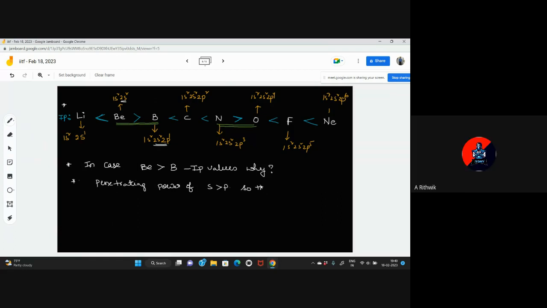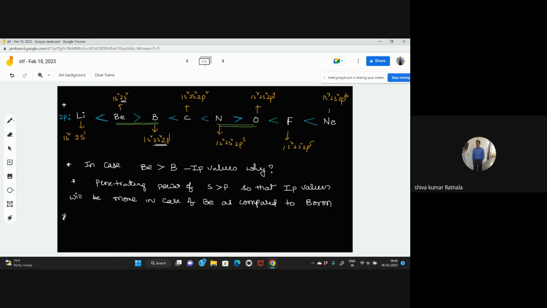Sir, half-filled configuration. Where do we get half-filled in boron? So the IP value will be more in case of boron. Sorry, in case of beryllium as compared to boron. Half-filled is possible only in p and d, no?